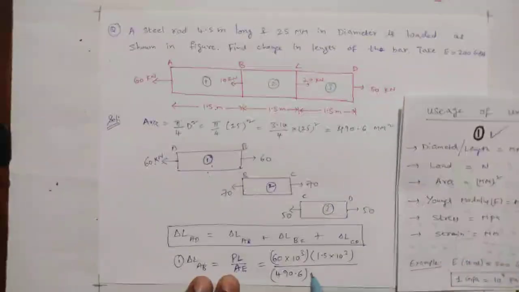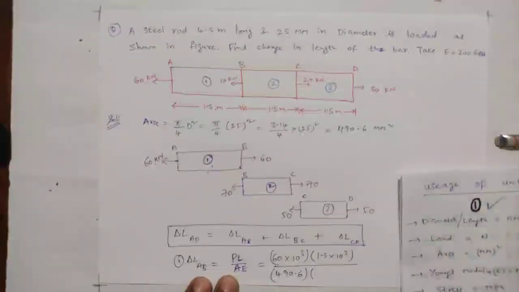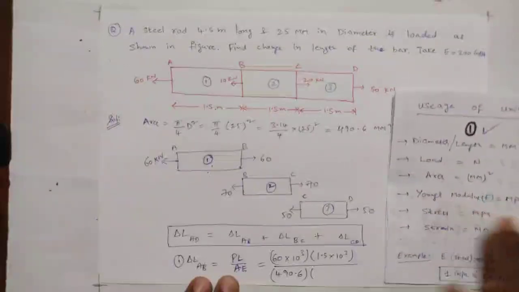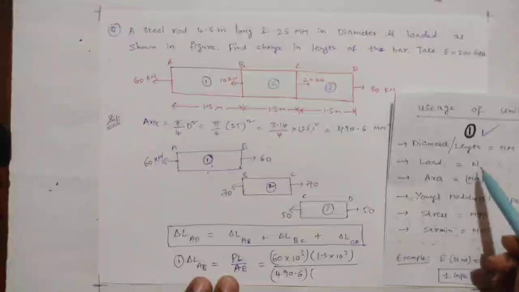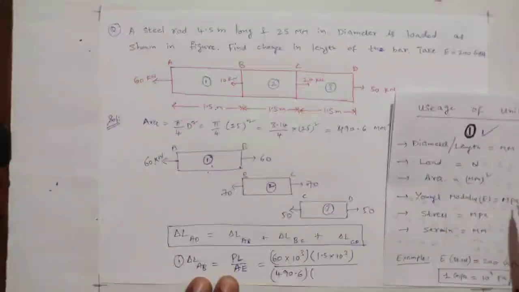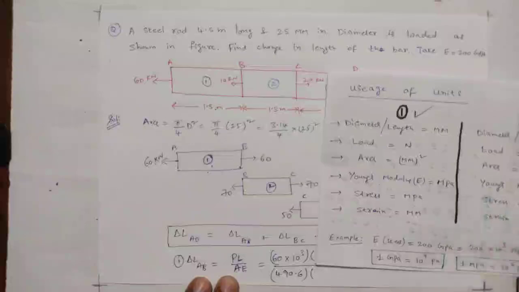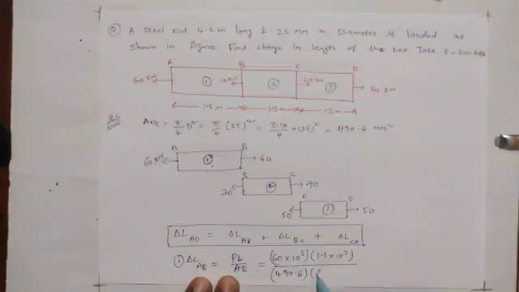And E, Young's modulus. Here 200 gigapascal is given, but we need to write Young's modulus in megapascal, because all the units are Newton, mm. So Young's modulus we need to take in megapascal. That's why instead of 200 gigapascal I am taking 200 into 10 cube megapascal. Okay, for load I have taken 60 into 10 cube. Length I have taken 1.5 meter changed to mm, into 10 cube, and area is 490 mm square as it is, and Young's modulus 200 gigapascal changed to 200 into 10 cube megapascal.